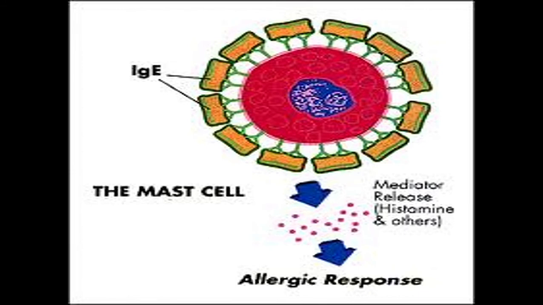We have here an illustration of an antibody. We have IgE involved during allergy or during hypersensitivity reaction. So during this condition, the mast cell releases histamine and it causes the immunoglobulin E to interact with the granules in the mast cells, causing allergic response.